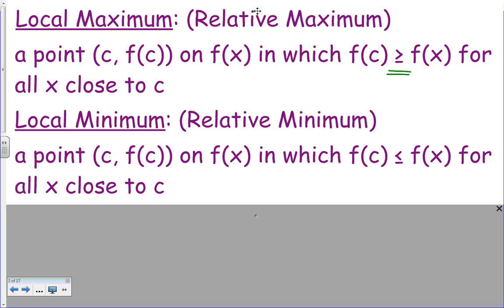Basically what we are doing is we are restricting the domain around some small region on our graph, and if we hit a high point in that region, we call that a local maximum.